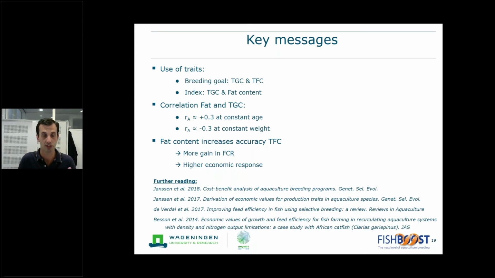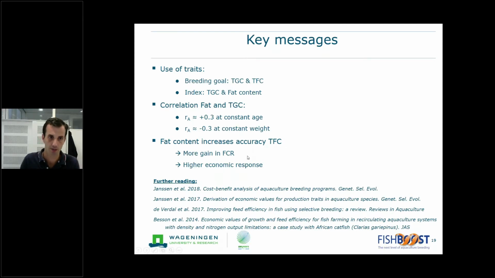The genetic correlation between fat content and thermal growth coefficient actually depends on what we wish that farmers do. If they increase harvest weight, maybe a positive genetic correlation is appropriate. But if the time to reach harvest weight is reduced, the genetic correlation should be negative.